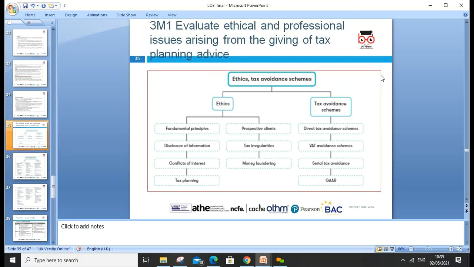Next we have a 3-point merit criterion. Here we need to evaluate the professional issues arising from the given tax planning. So tax planning is illegal.